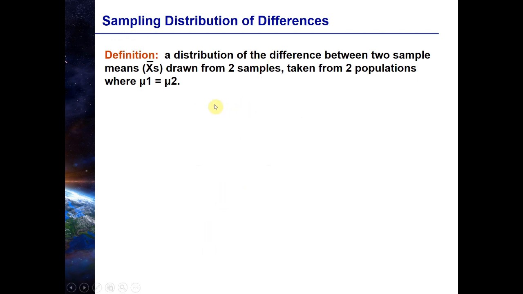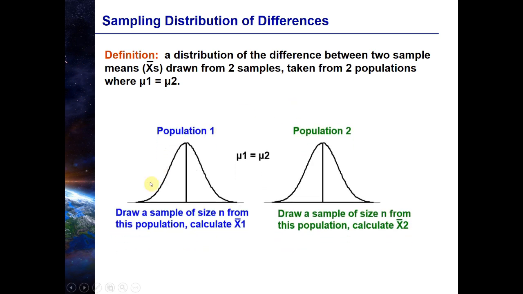Okay, so we've looked at the sampling distribution of differences. And we learned that it is a distribution of differences, right? Differences of what? Between two sample means, x bar 1 and x bar 2. And x bar 1 came from population 1, x bar 2 came from population 2. And we made the assumption that these two populations were identical. It's only an assumption, but we have to start off innocent until proven guilty. So we're going to start off assuming that these two populations are identical.